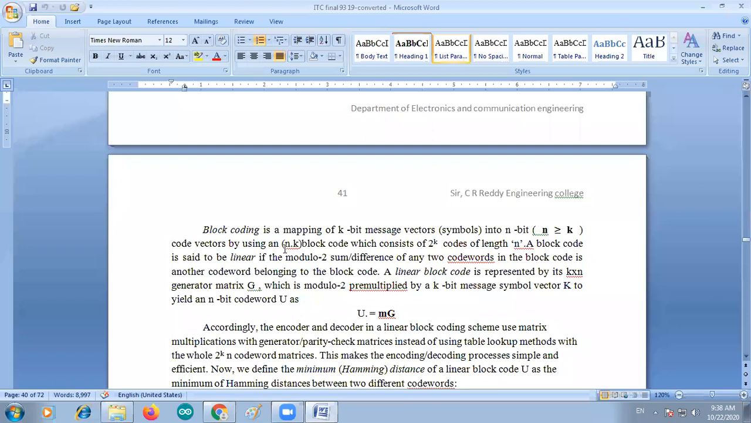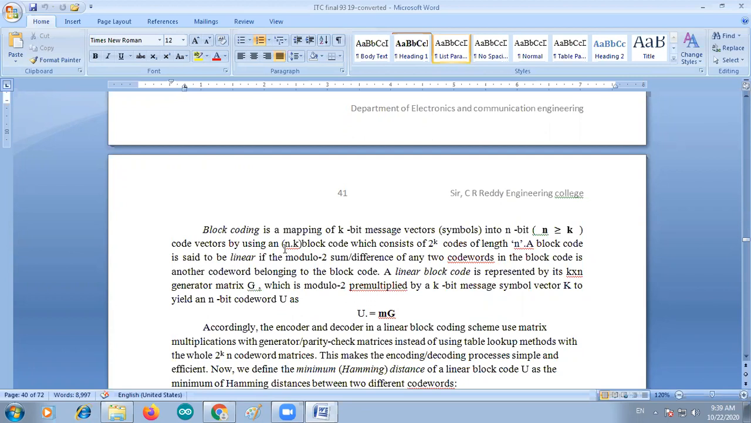So, students, please note these topics. Linear block code is n comma k. n represents the code word vector, k represents the message vectors. So n minus k are the parity bits. n is the code word vector, k is the message vector, where n minus k is called the parity bits.